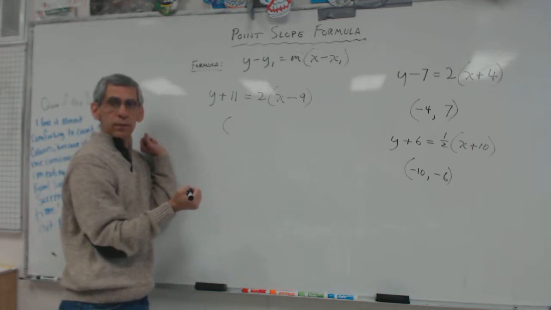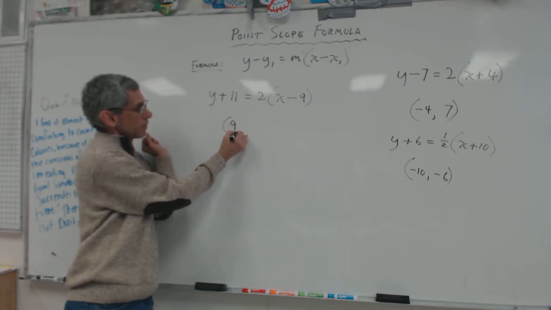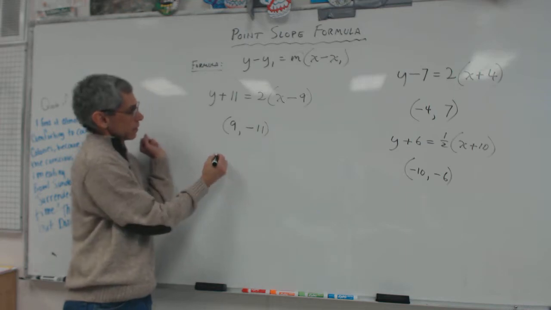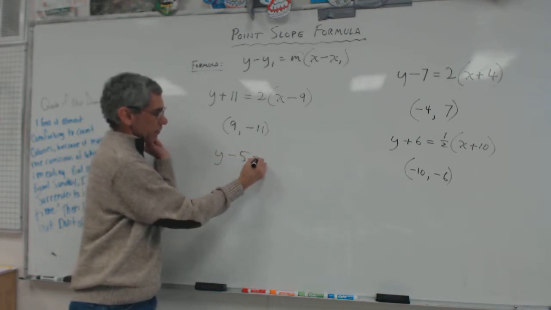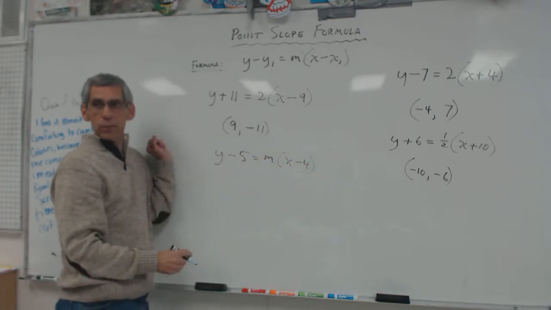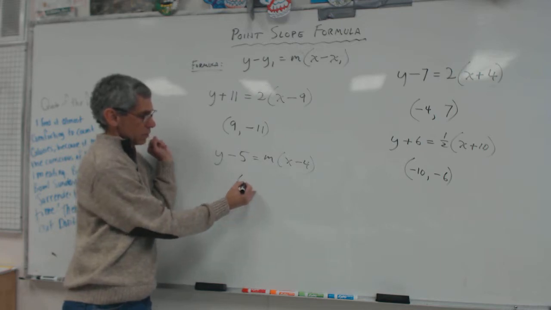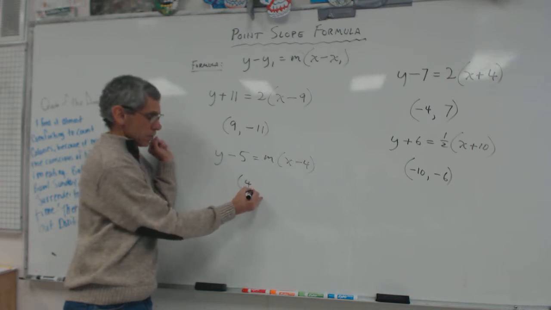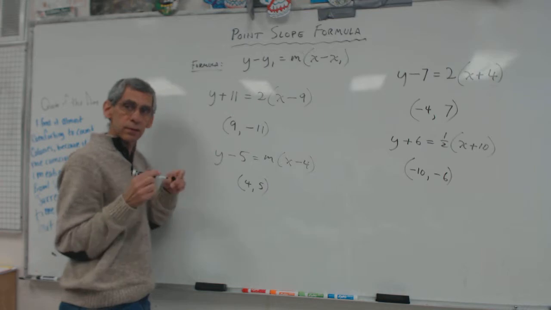It will be 9, comma, -11. Beautiful. Okay. Another one: y minus 5 is equal to m times x minus 4. What's my point? You don't know the m's. I was going to ask. 4, comma 5. Beautiful. Awesome.